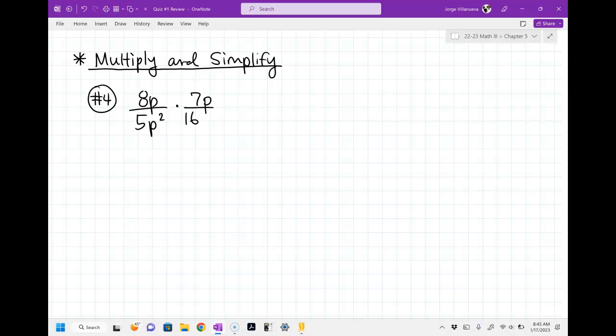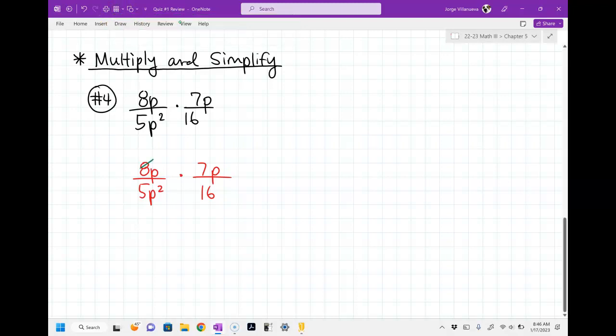So I'm going to look at a couple different things. I'm going to start with my 8. Let me rewrite this really quick because I'm going to start marking this up. So I'm going to look at my 8, and I'm going to say, is there any number, either top to bottom or diagonally, that can reduce the 8? So can 8 and 5 be reduced? No. What about 8 and 16? Yeah. Now remember, do not do 8 and 7. Never go side to side. Either diagonal or straight up and down. So 8 and 16 can.